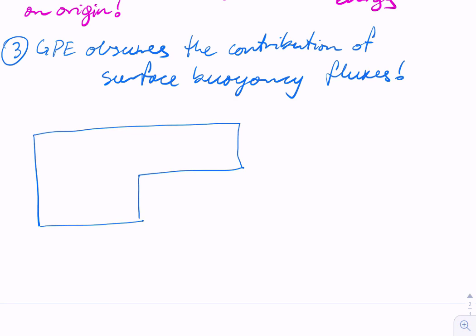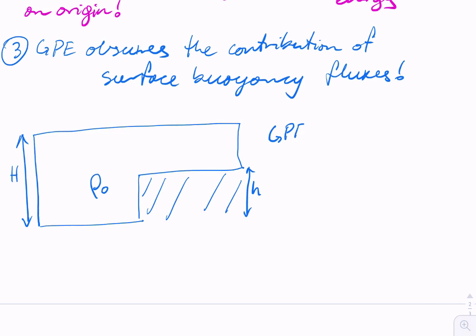Consider a box of fluid with the lower right corner removed, as I've shown here. Initially, we're going to assume that the fluid in this box has a constant density ρ0, and we'll call this case 1. We can calculate the GPE of this fluid to be simply ρ0 g A on 2 times h squared minus little h squared on 2. This calculation is done assuming that the origin is at the base of the tank.